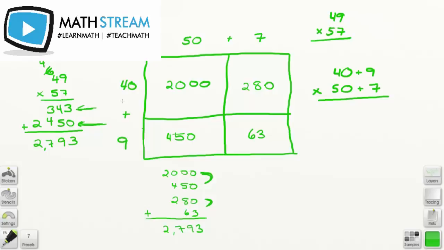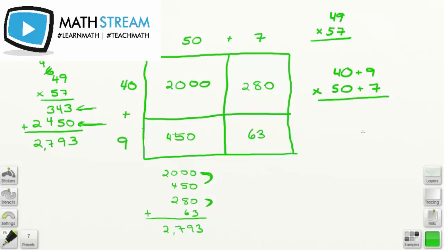The reason that in the traditional method we have to add zeros as placeholders and we have to carry numbers is because we're treating all the digits as if they're ones places. And they're not. Some of them are ones, like the 9 in 49 is a ones place. The 4 is a 40. It's a tens digit. So that is an important differentiator between the partial products method and the traditional method, even though the rest of it is going to progress very similarly.